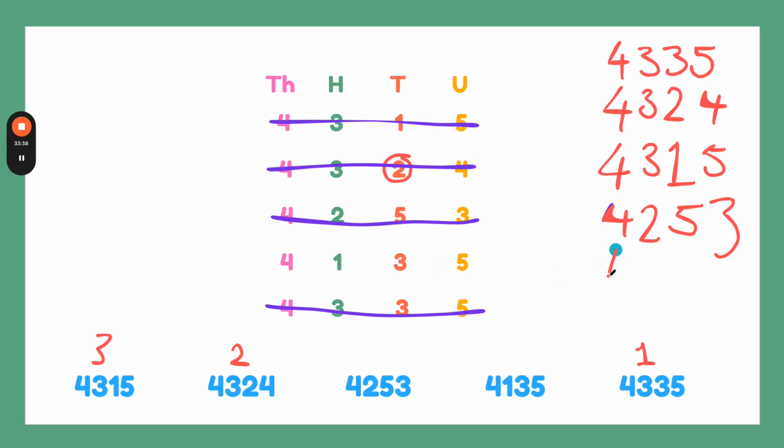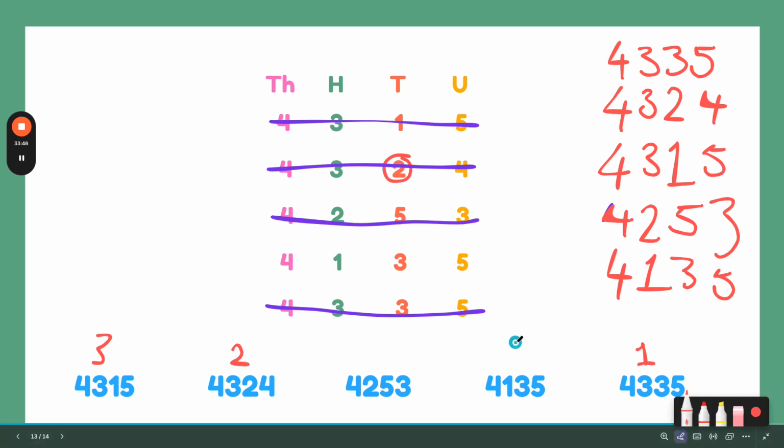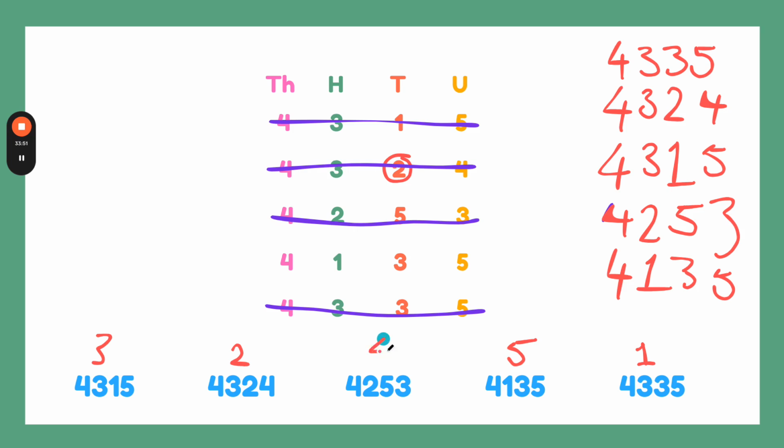which then leaves us with this as our smallest number, which is 4,135. So this is the last, and this is the second to last.